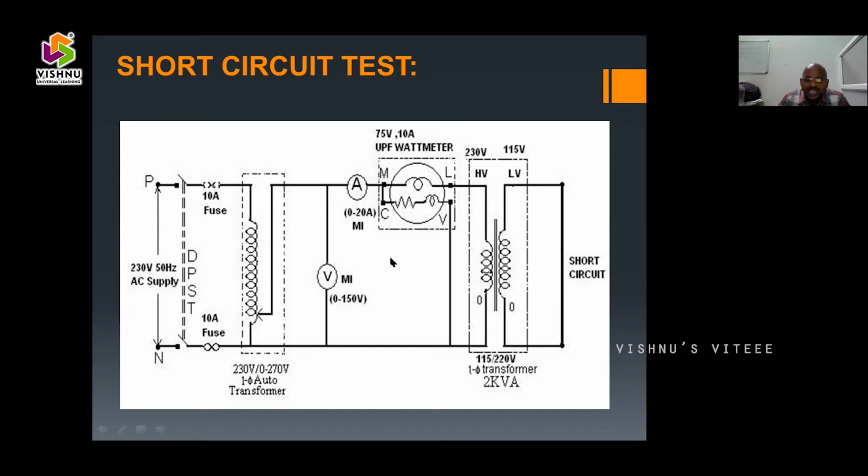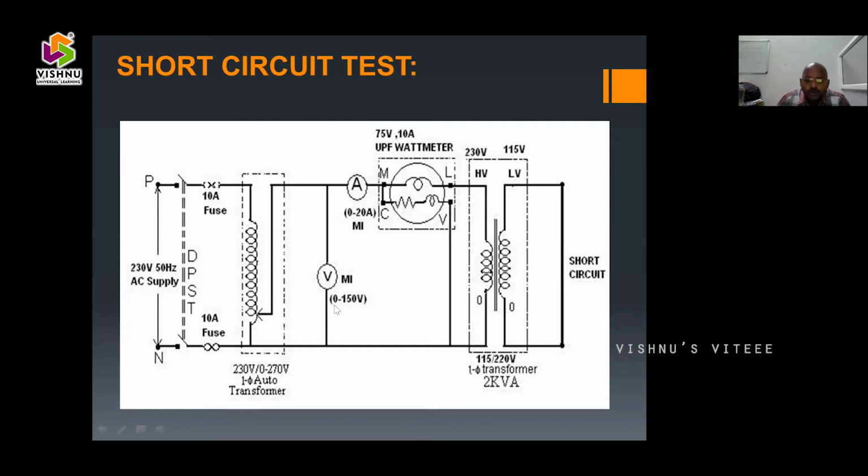because under the short circuit test the test is conducted at rated current. The rated current of the transformer is found from its rating on the high voltage side: 2 kVA by 230 volts gives 8.7 amps. So we are operating the short circuit test at the rated 8.7 amps, applied through the auto transformer. The voltage drawn by the transformer at rated current is 5 to 10% of the rated voltage, meaning a maximum of 23 volts.